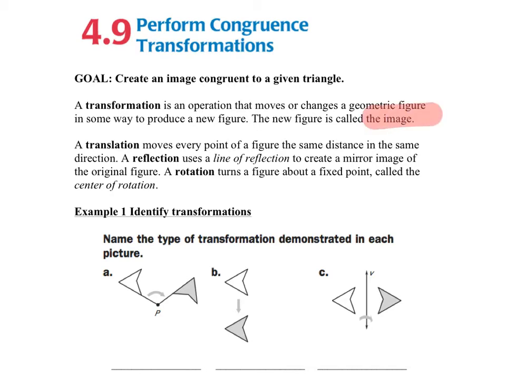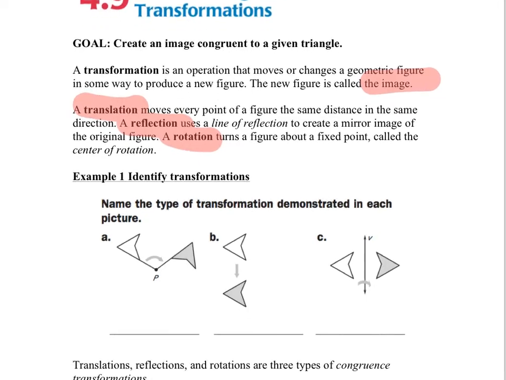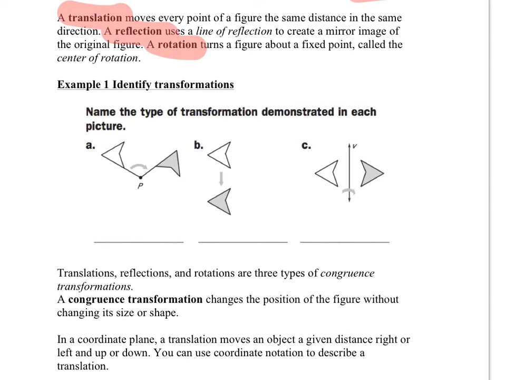A translation, like before, moves every point of a figure the same distance in the same direction. A reflection uses a line of reflection to create a mirror image of the original figure. And a rotation turns a figure about a fixed point, and that's called the center of rotation. So we're going to identify the transformations demonstrated in each picture.